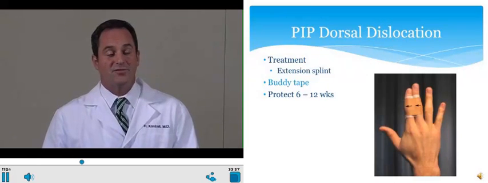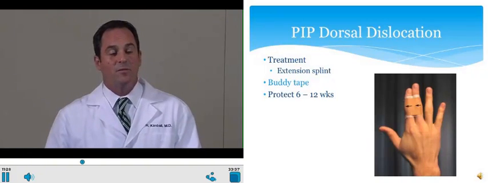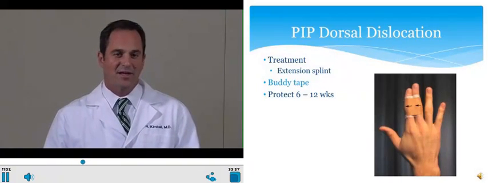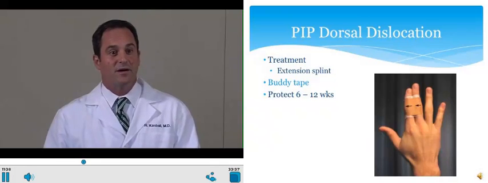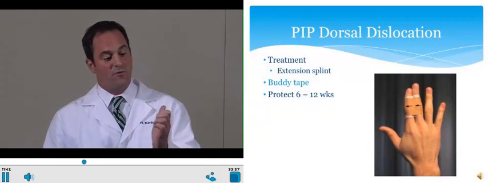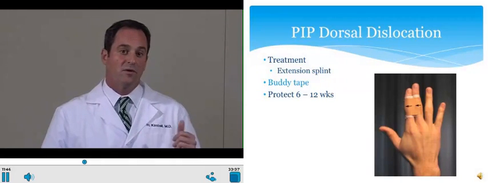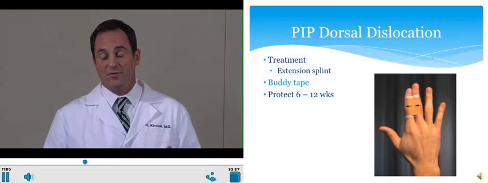Typically, the PIP joint dislocation that occurs during a basketball game or a soccer game, we tape them up, and depending on if they're a professional athlete, we let them go play that same day. But it does require some initial splinting and buddy taping. The idea for that is we really want to allow for protected motion. We found that for recovery, early motion is better than a long time of splinting.